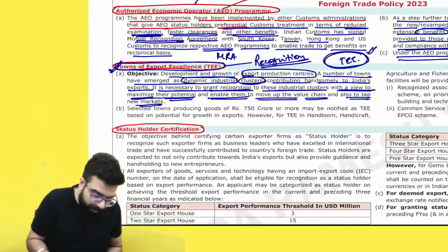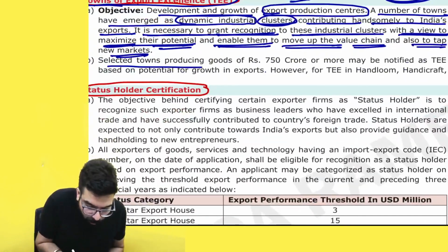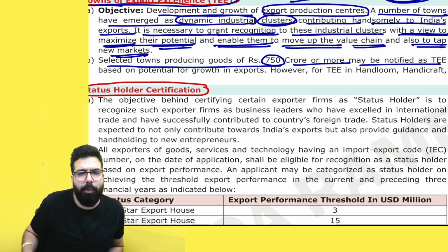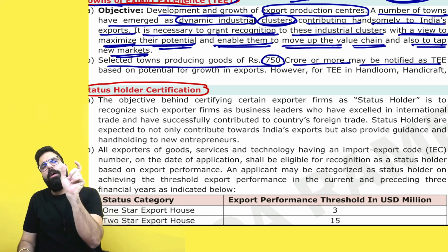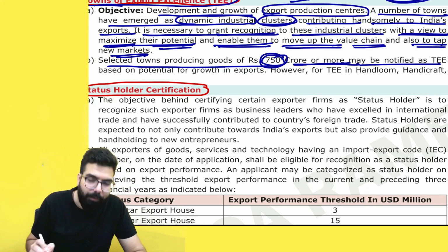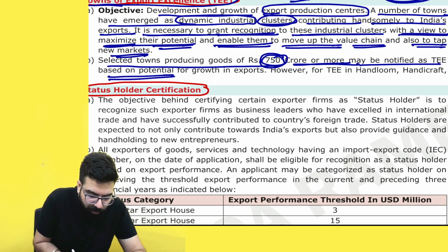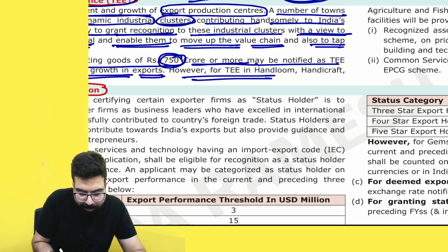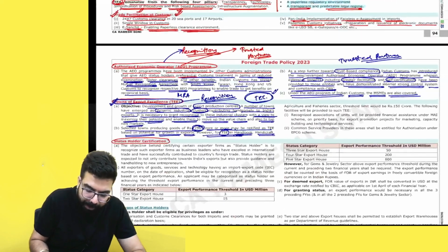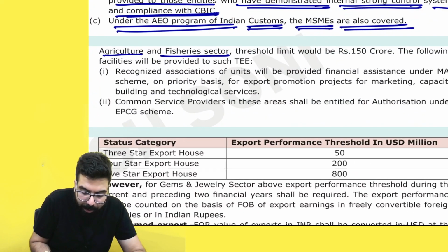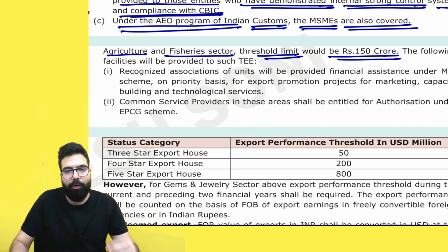The next one is: selected towns producing 750 crore or more may be notified as Town of Export Excellence. What is the amount you have to export? They say 750 crore or more may be notified based on potential for growth in export. However, for a Town of Export Excellence in handloom, handicraft, agriculture and fishery sector, it will not be 750 crore. The threshold limit would be 150 crore. Okay, sir.